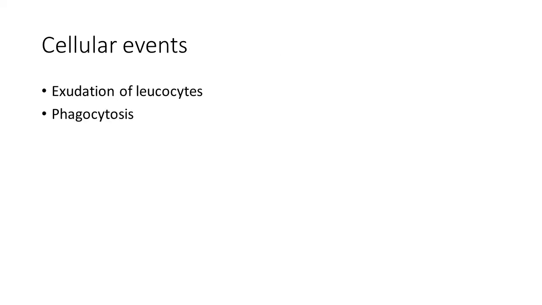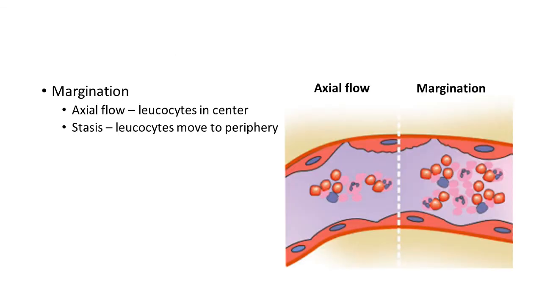Now moving on to the cellular events. It includes two processes, the exudation of leukocytes and phagocytosis of the injurious agent by the leukocytes. This is a sequential step-by-step process, and the first event occurring is margination of the leukocytes. But in order to understand the margination, first we must know what is axial flow of blood and the effect of stasis on the axial flow.